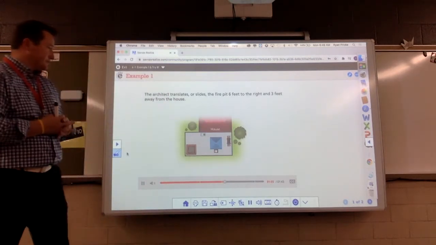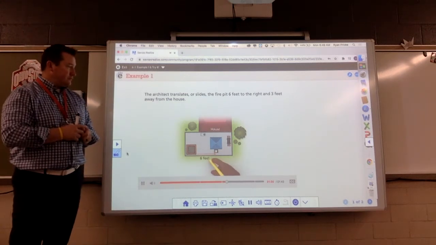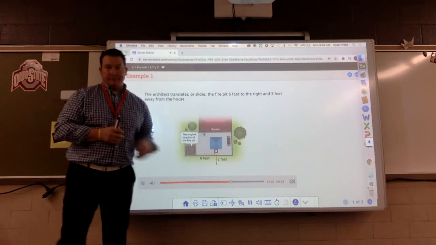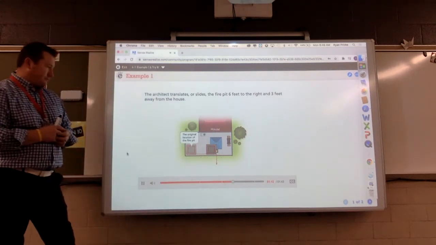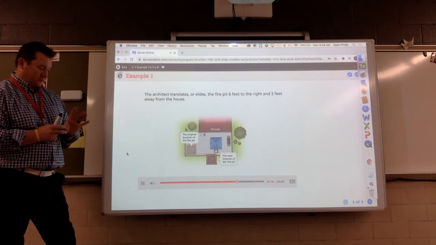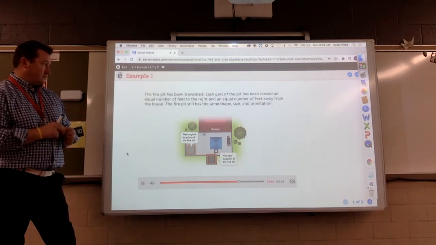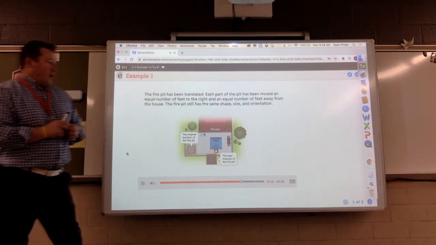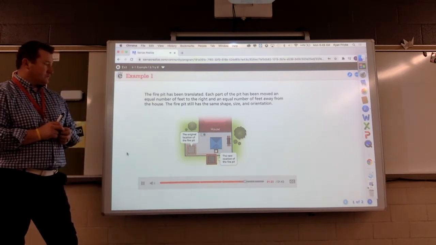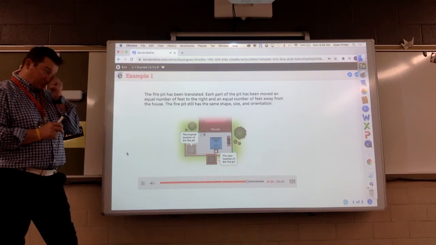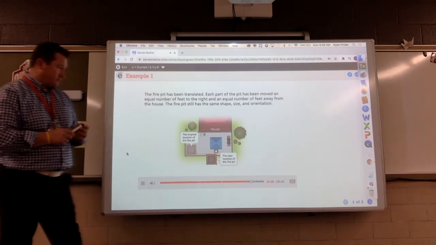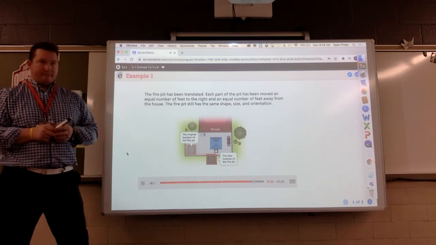The architect translates the fire pit 6 feet to the right and 3 feet away from the house. Yep. This is the original location of the fire pit. This is the new location of the fire pit. The fire pit has been translated. Each part of the pit has been moved an equal number of feet to the right and an equal number of feet away from the house. Yep. The fire pit still has the same shape, size, and orientation.